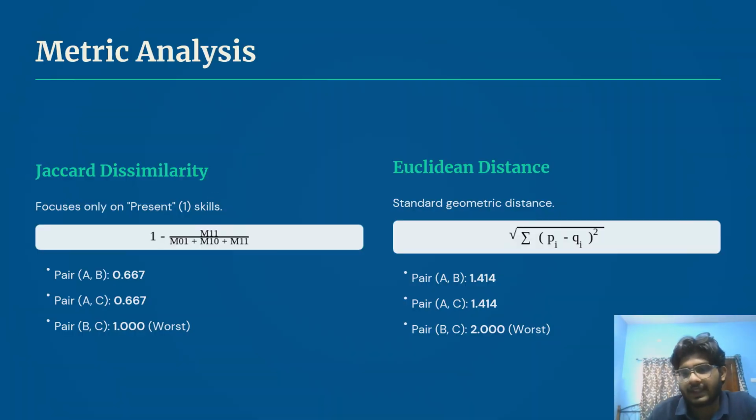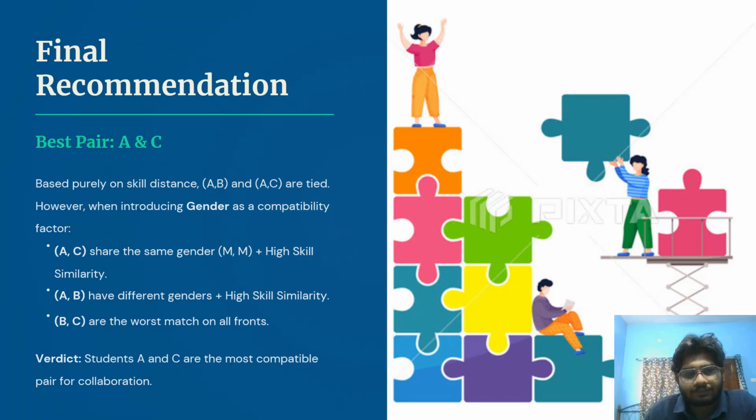Then we will go to the next slide, which is how we figure out which will be the best pair. While gender doesn't dictate collaboration success in analytics, and the mathematical metrics are tied, we use other factors to break the tie, assuming similarity in background or demographic factors might contribute to easier communication.